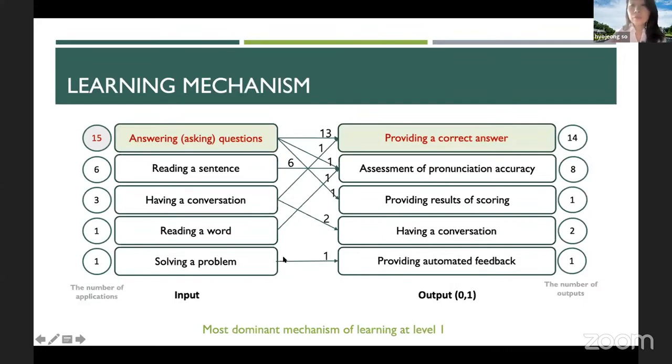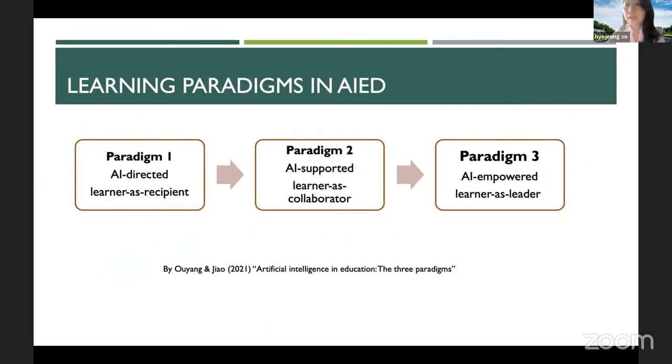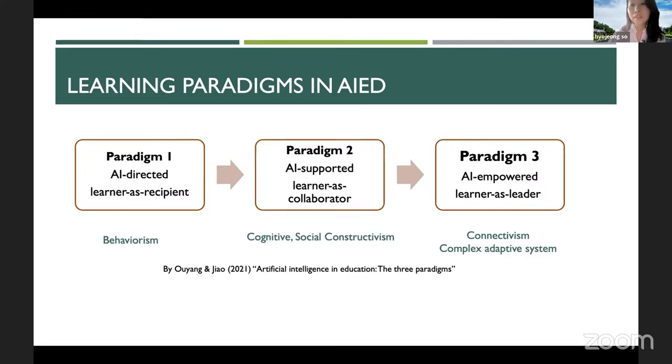And I'd like to also introduce this concept of learning paradigms in AI in education. This was proposed by scholars in China, and they say there are three paradigms of AIED. The first paradigm is AI is directing, and the learner is a mere recipient. The second paradigm is AI supporting, and the learner is a collaborator. The third paradigm is AI is empowering, so the learner becomes a leader. And it kind of mirrors the development of learning theories as well, from behaviorism all the way to constructivism or connectivism.